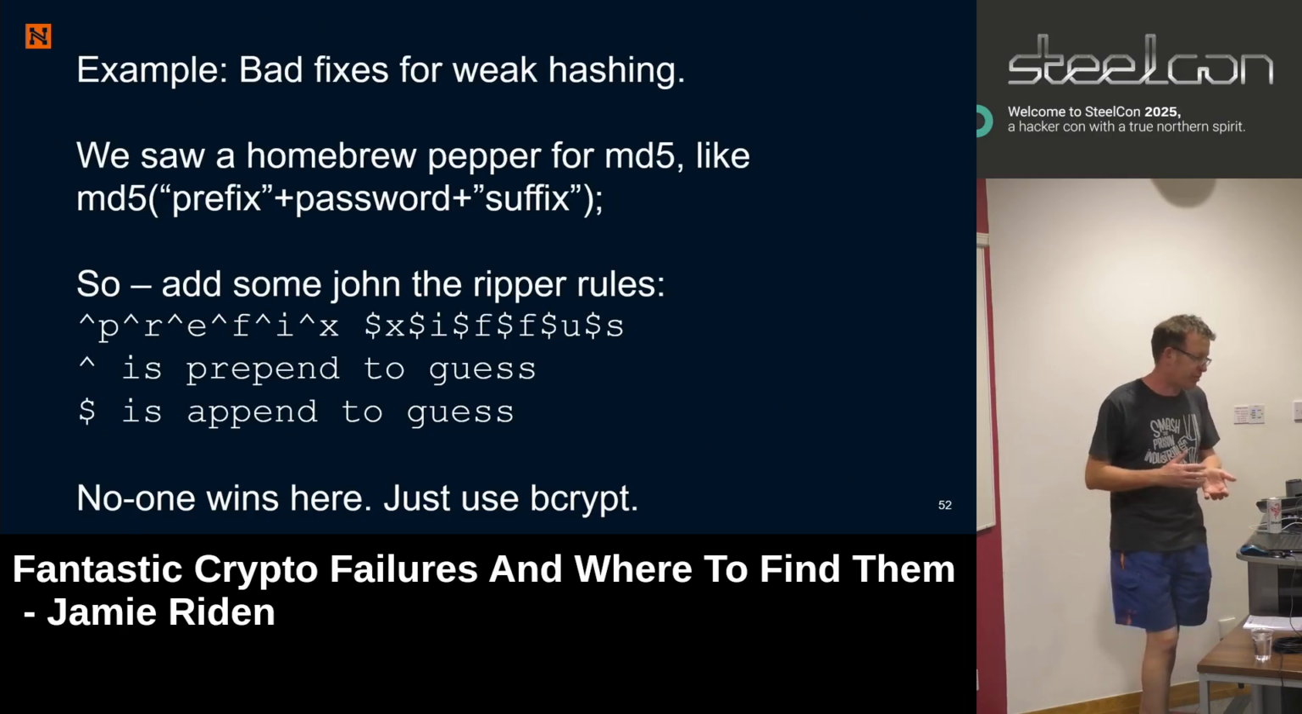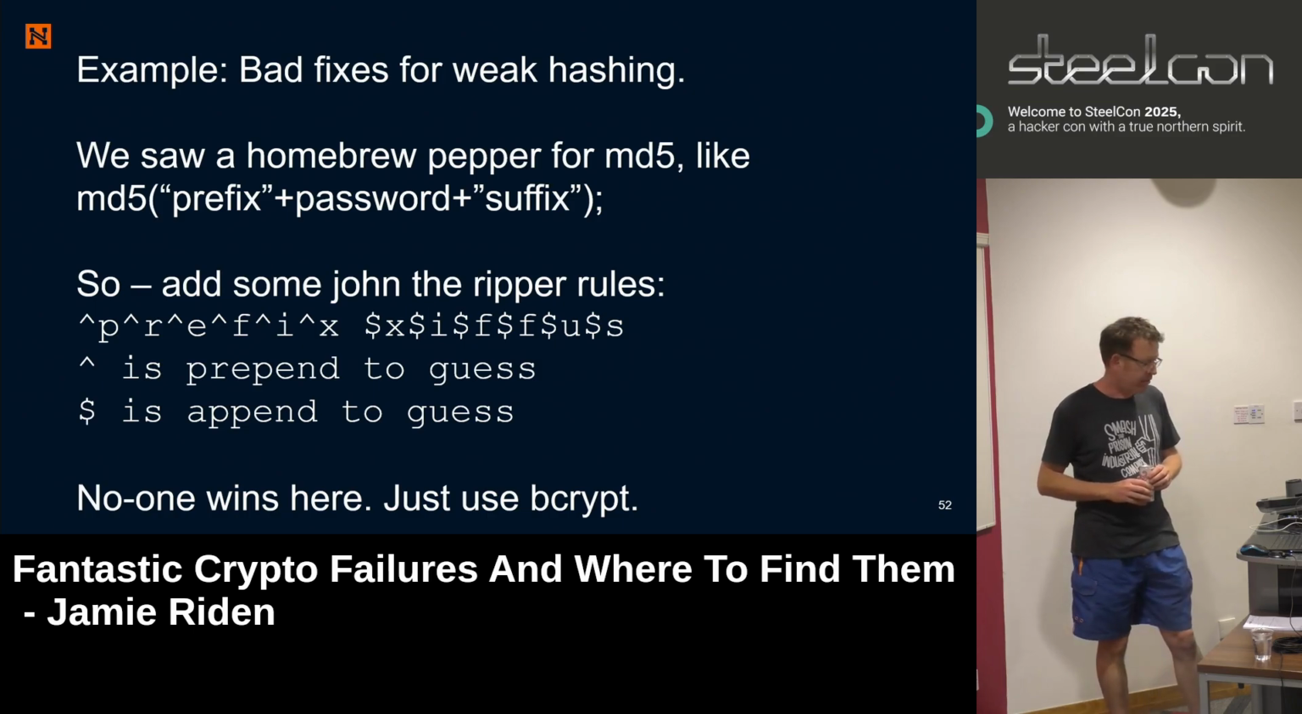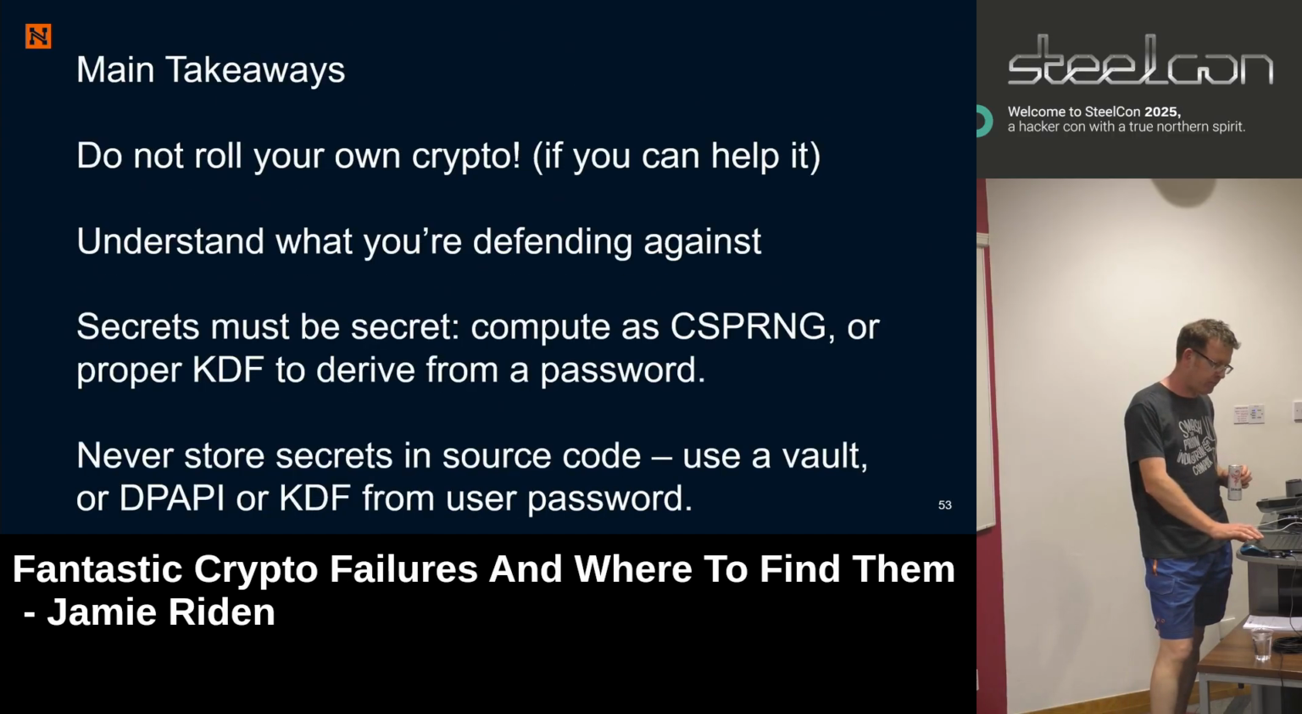And again, in that application, someone just put a magic prefix into MD5 and a suffix. With John the Ripper, you can just write a rule to replicate this, and then just crack it with a normal word list. So again, they've gone to a lot of effort when they could have just used a bcrypt type modern primitive.